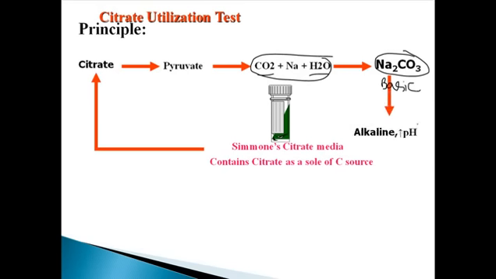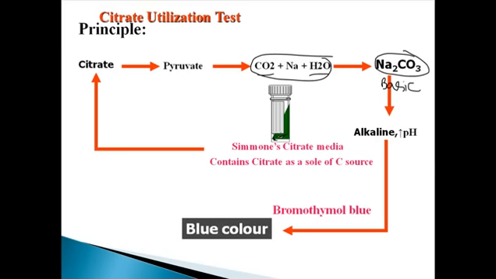It raises the pH, and as we know, the Simmons citrate medium contains bromothymol blue. The bromothymol blue turns its color from green to blue, and as a result we get the blue coloration. That's why we call it a positive test. So if the bacteria can utilize citrate, we get this blue coloration.